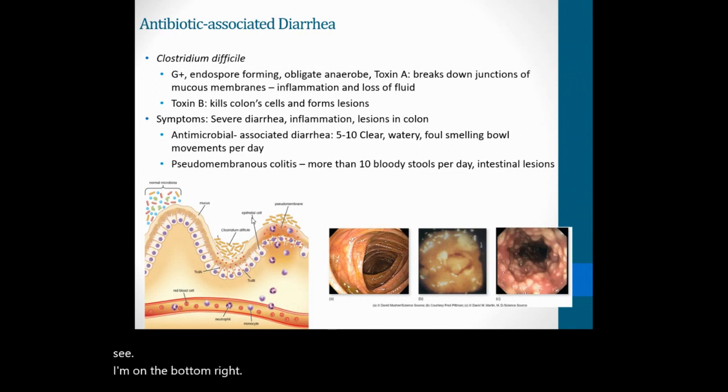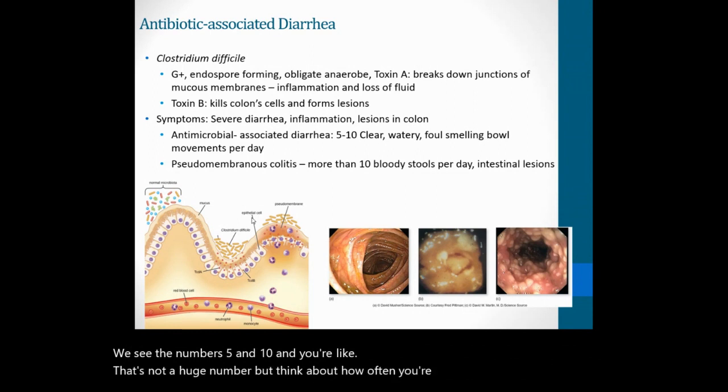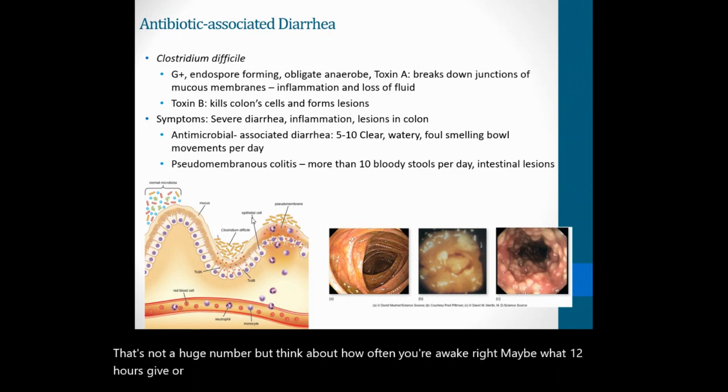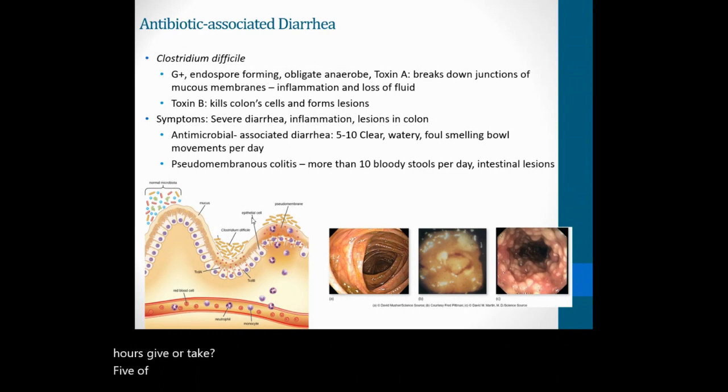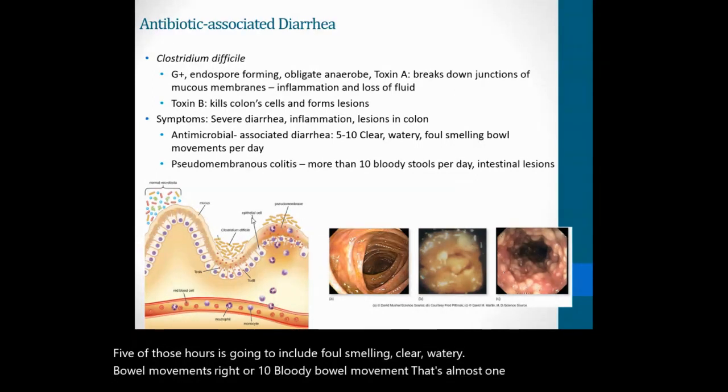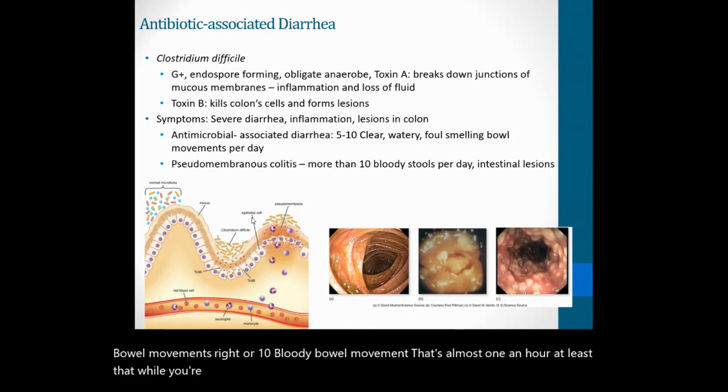Now, we see the numbers 5 and 10, and you're like, that's not a huge number, but think about how often you're awake, right? Maybe 12 hours, give or take. 5 of those hours is going to include foul-smelling, clear, watery bowel movements, right? Or 10 bloody bowel movements. That's almost 1 an hour, at least while you're awake. So that's a lot, y'all.